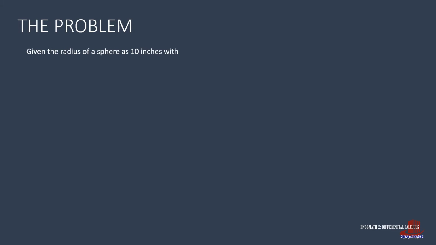The first problem involves a sphere with a given radius of 10 inches. The measurement of the radius has an allowance to errors of 0.05 inch. This is plus or minus 0.05 inch, and we are to look for the relative error in the volume.